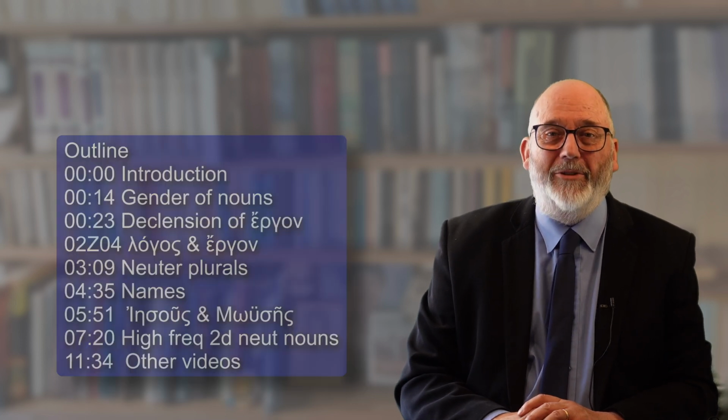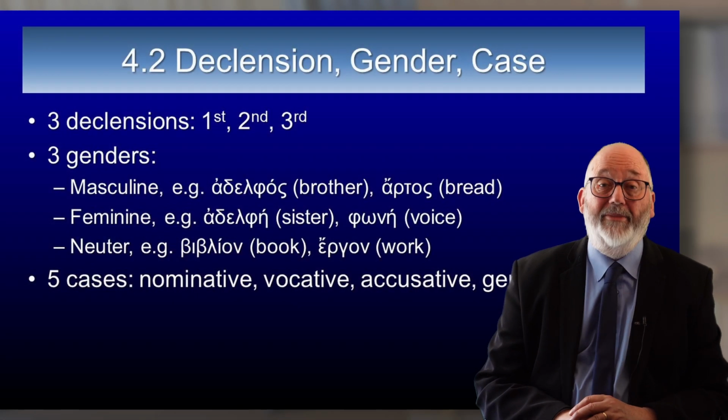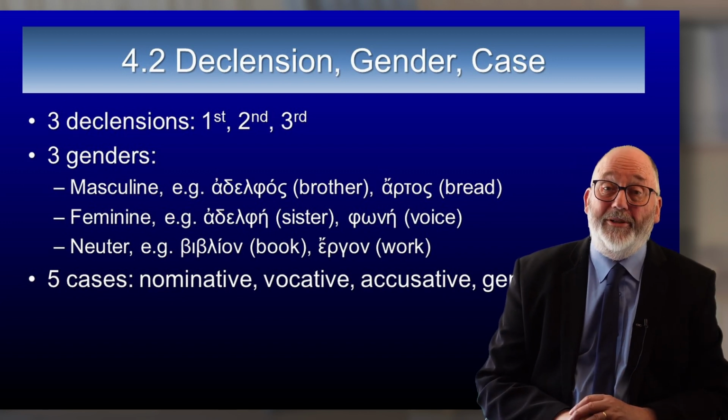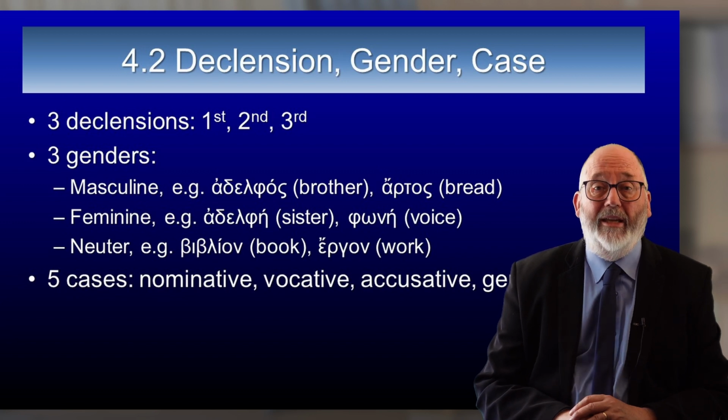Let's talk about neuter nouns. Nouns, as you probably know already, come in 3 genders, 3 declensions, and 5 cases. So, today we're talking about gender, and in particular, the neuter gender. Every noun has a gender, masculine, feminine, or neuter. What does a neuter second declension noun look like?